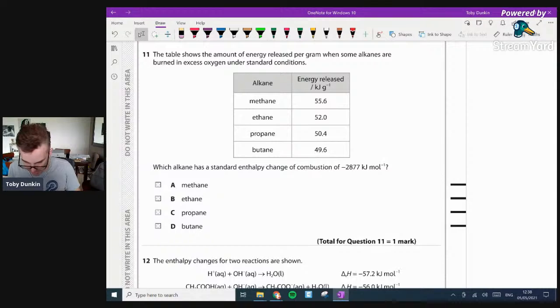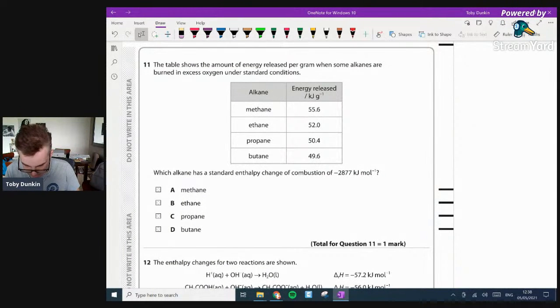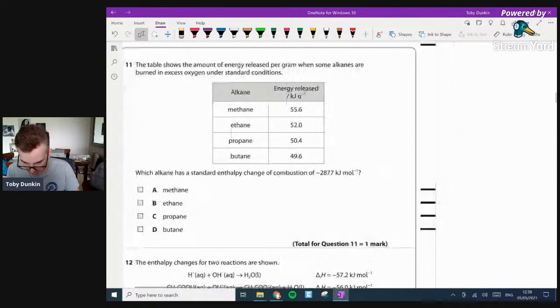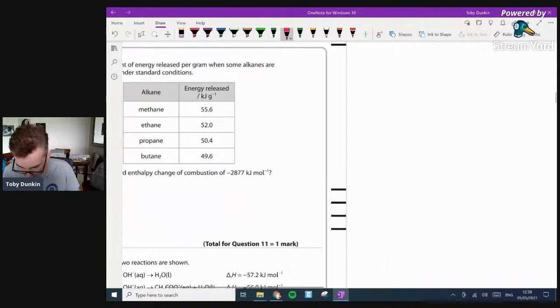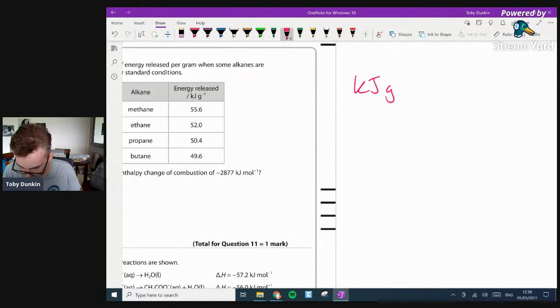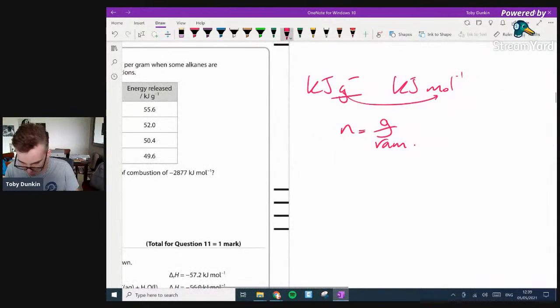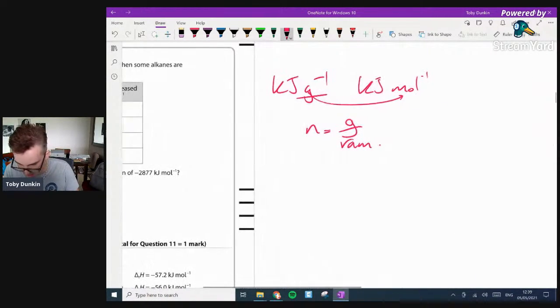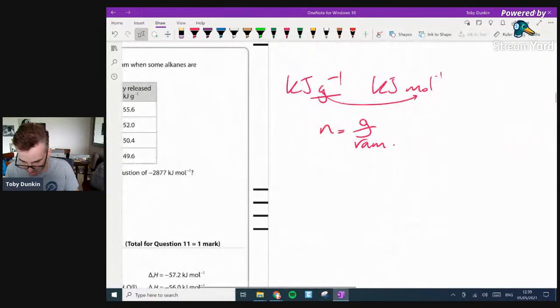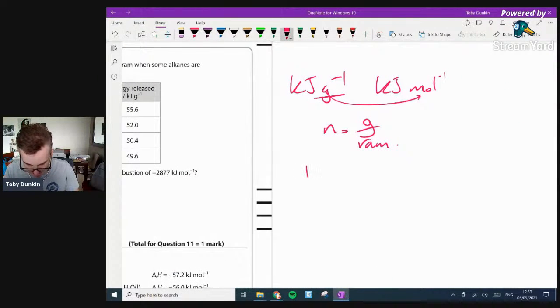Which alkane has a standard enthalpy change of combustion of this many kilojoules per mole? And they've given us kilojoules per gram. What a nightmare. Okay, so we need to convert kilojoules per gram to kilojoules per mole. The number of moles is grams over Mr, which is how I get grams to moles. This is per gram, which means we've burnt 1 gram of it. Let's do methane first, CH4. 1 gram of methane is 1 over 16.